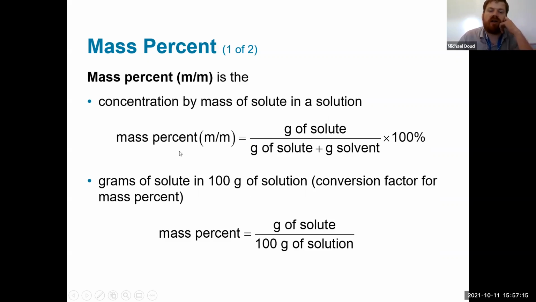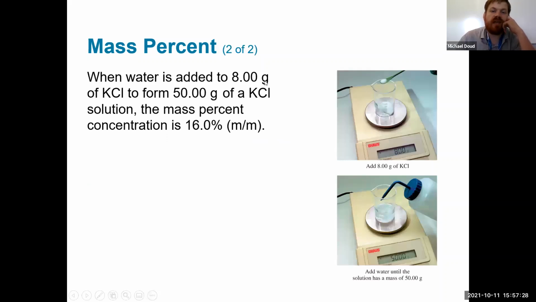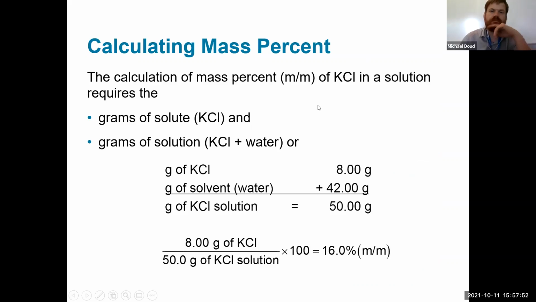Now, the other way that you can think about it is it's also the grams of solute that are in 100 grams of solution. And this is going to be more relevant to us when we're talking about the solutions that we'll be using in class. So let's say that you wanted to make a 16.0% mass over mass solution of potassium chloride. Well, if you take 8.00 grams of potassium chloride, then add enough water to dissolve it in 50.00 grams of solution. Well, that's 8 divided by 50 times 100, which is a 16.0% mass over mass solution.